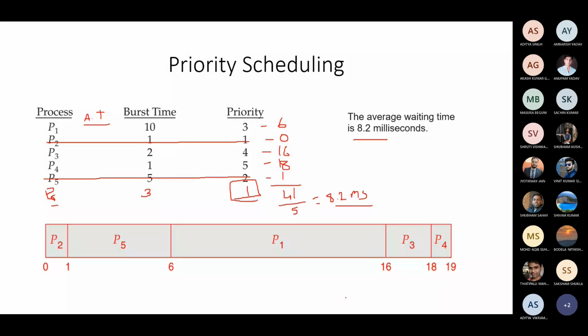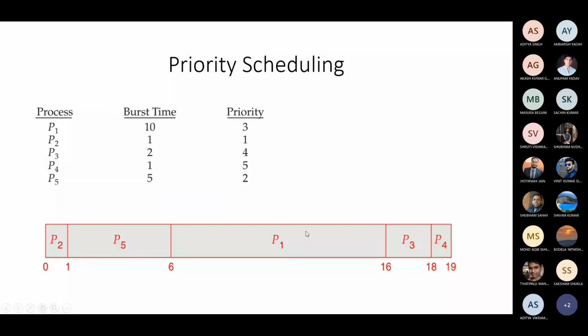Okay. See here, the arrival time is not mentioned clearly. Imagine that arrival time is 0 for everyone. We are assuming that we are not talking about arrival time. If the arrival time is there, then things get a little more out of hand. Let me start again. Let us say that we will consider arrival time. Imagine all of this is coming at 0 milliseconds.